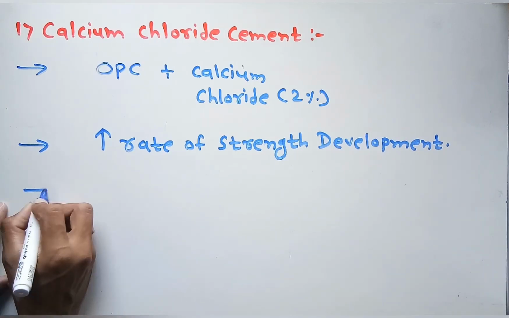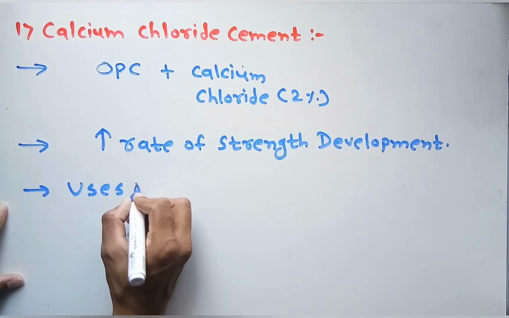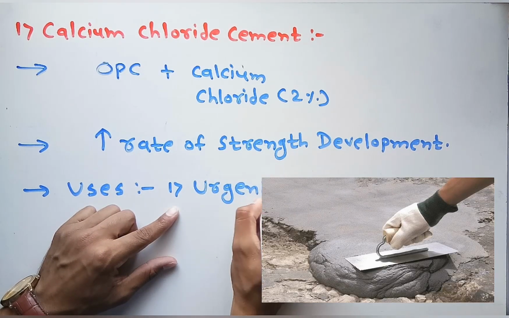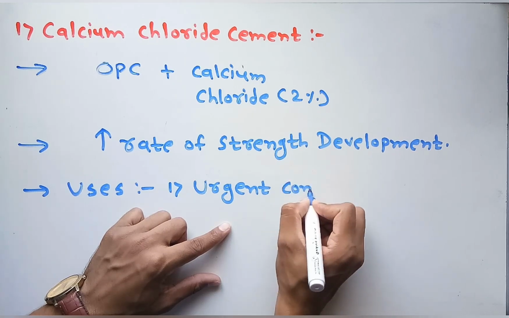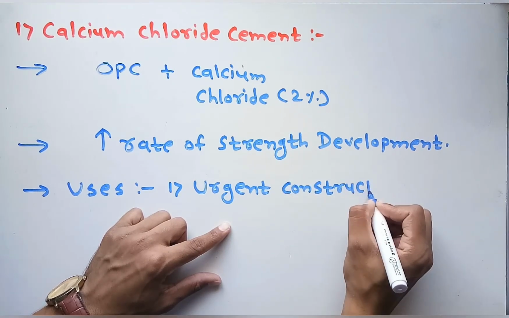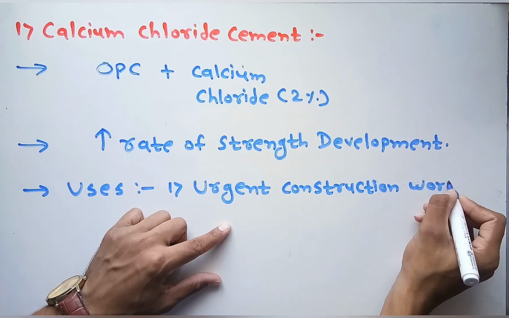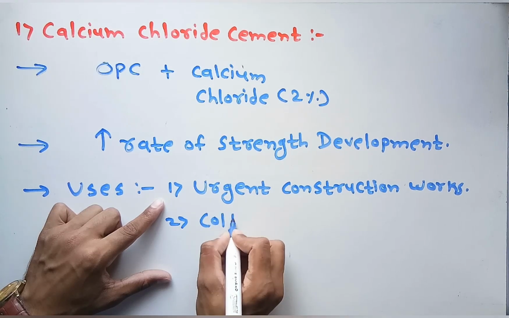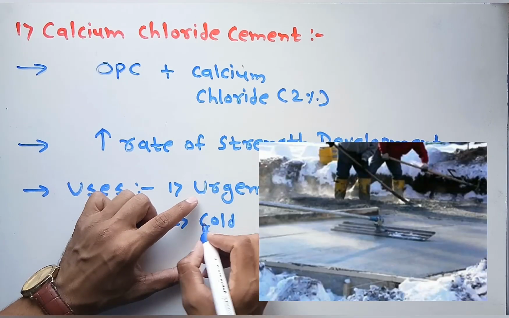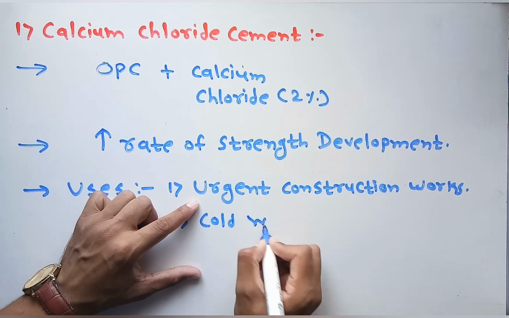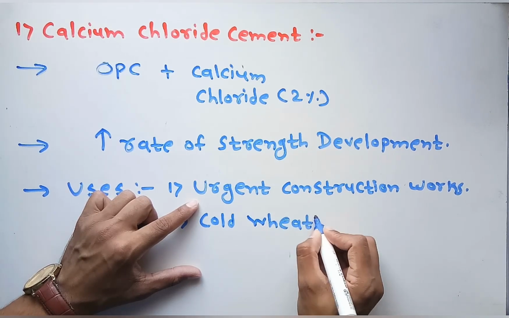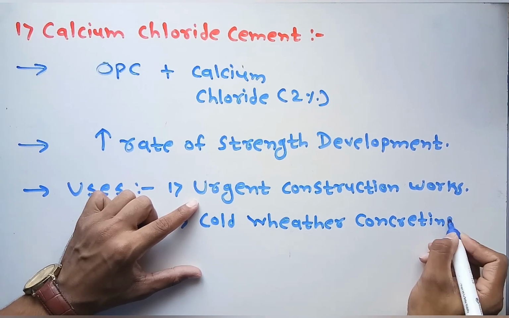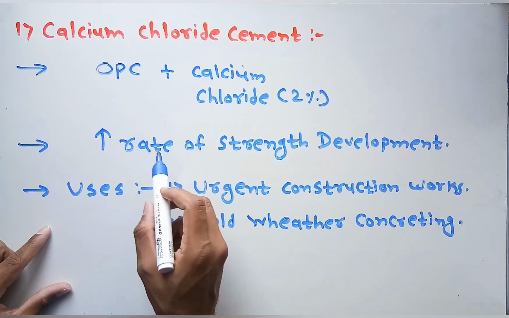Now we will see its uses. It can be used for urgent repairing works or any urgent construction works. And along with that, it can be used for cold weather concreting, as it liberates a higher heat of hydration, so it is beneficial to use in cold weather concreting. So this is the basic proportion, then its function and uses.